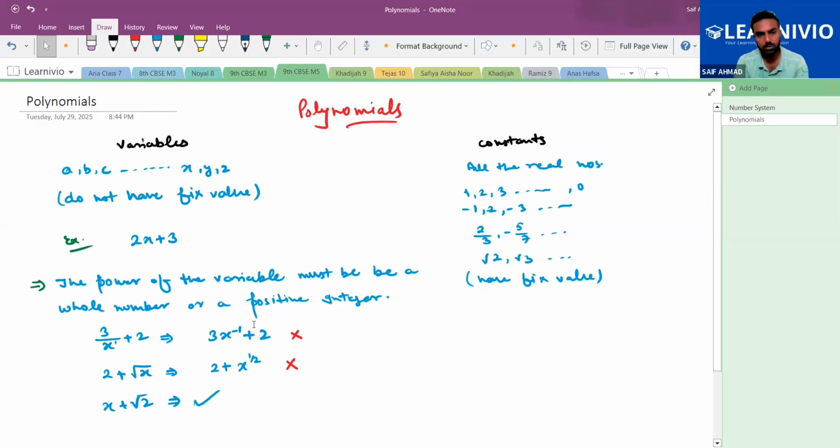Now these are the polynomials I'm writing here. It is the polynomial in one variable. This is the polynomial I have written here. It is the polynomial in one variable.